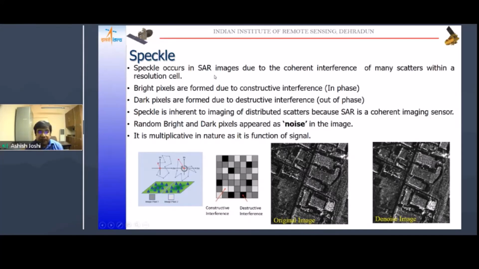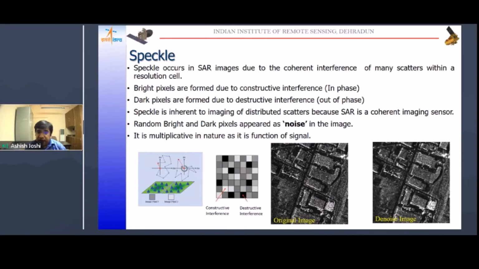Now what is speckle? Speckle occurs in the SAR image due to the coherent interference of many scatterers within a resolution square. Bright pixels are formed due to constructive interference, and dark pixels are formed due to destructive interference. Okay, so since SAR is a coherent device, there will be interference in the signals.